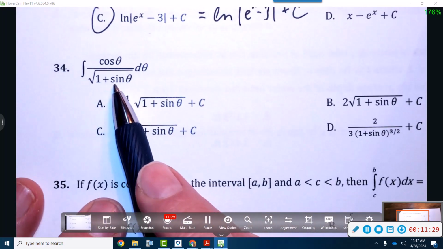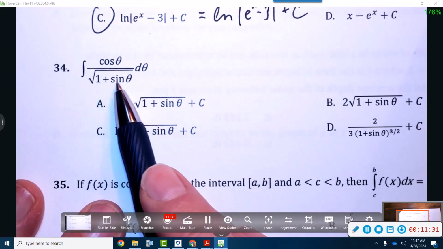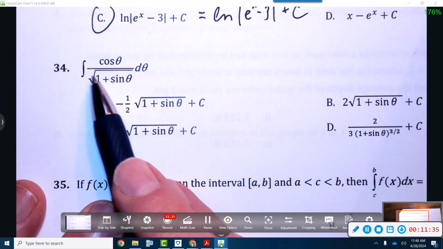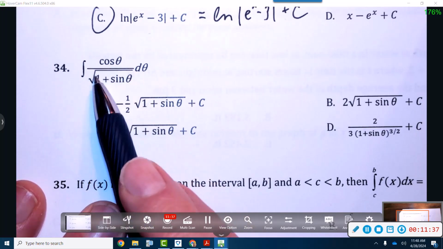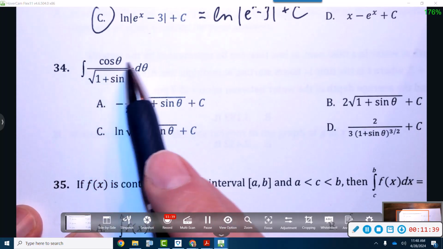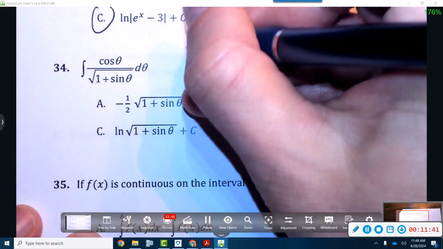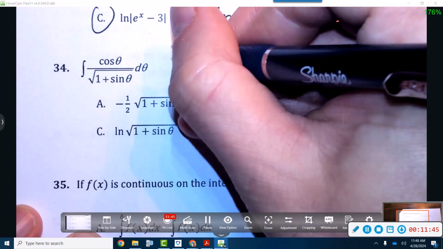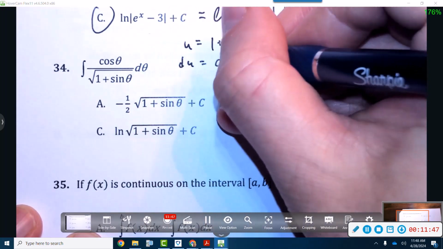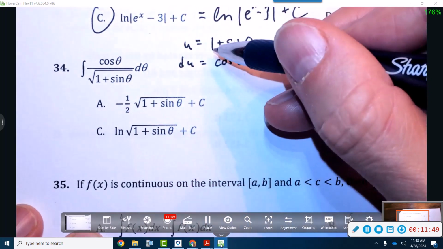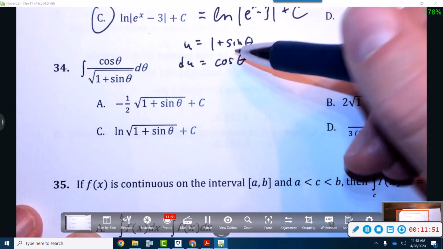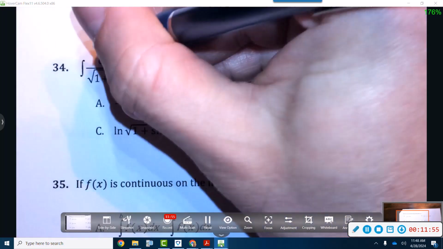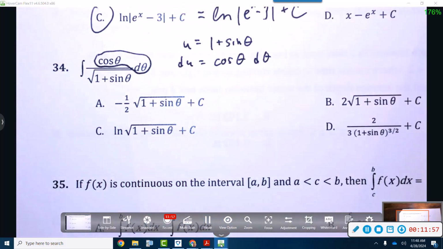I don't see a u in the denominator, but I do see a 1 plus sine theta. That makes sense, that this would be just a negative square root. And by negative, I mean like a negative 1/2 power. So let's make u equal 1 plus sine theta, so that du is actually just cosine theta. The derivative of 1 is 0, and the derivative of sine is cosine. So that's good. That is exactly what I have right here.